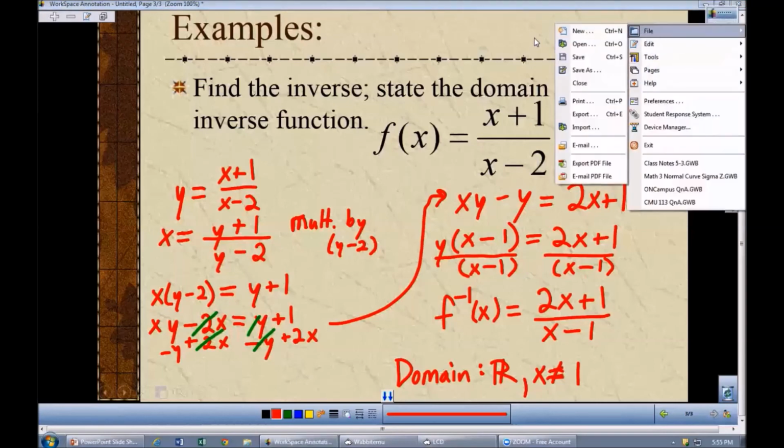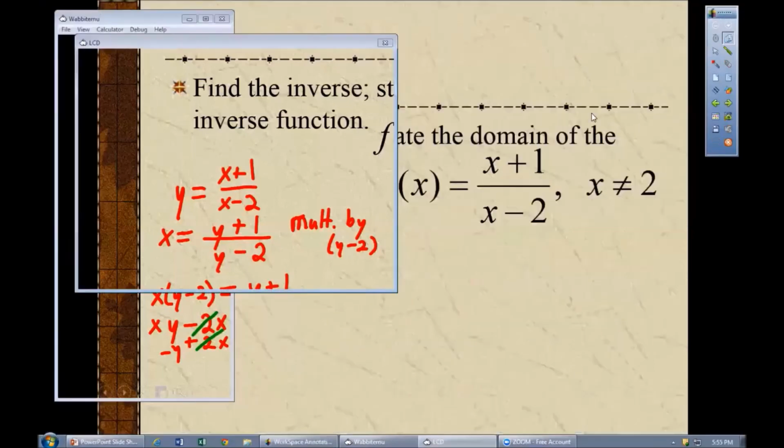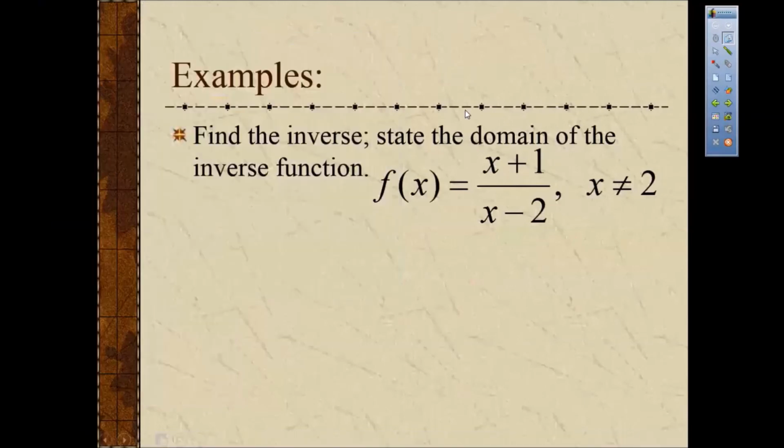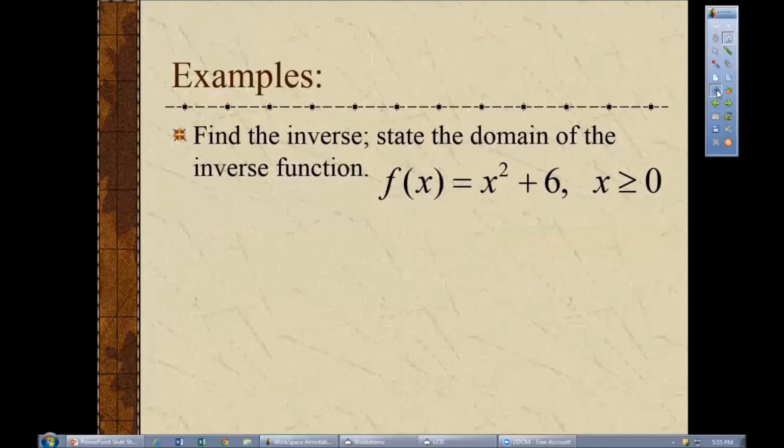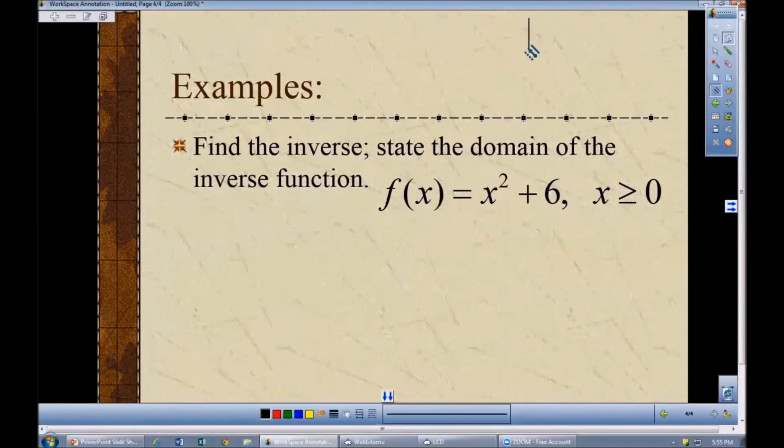All right, we have one more example to take a look at. Our final example, f of x equals x squared plus 6, only for x greater than or equal to 0. So remember why we need that restriction on the domain of f of x. We've seen a quadratic function like this before.